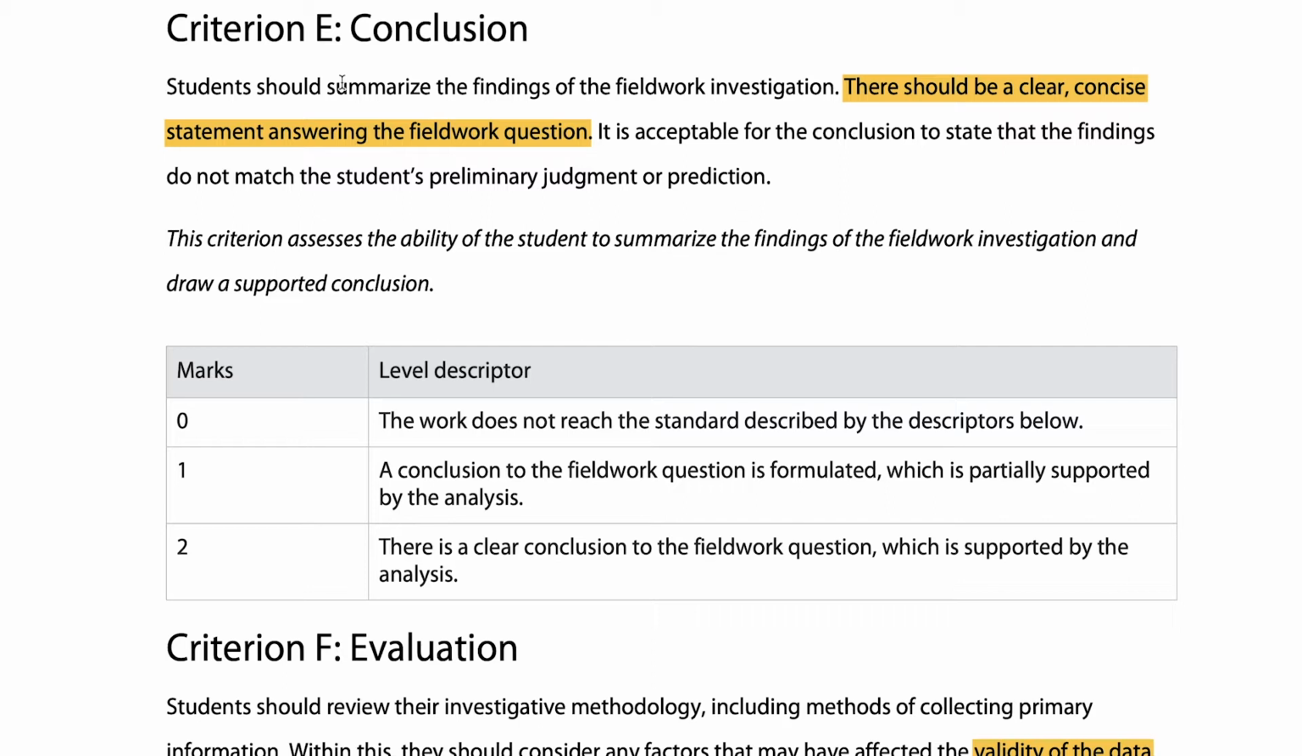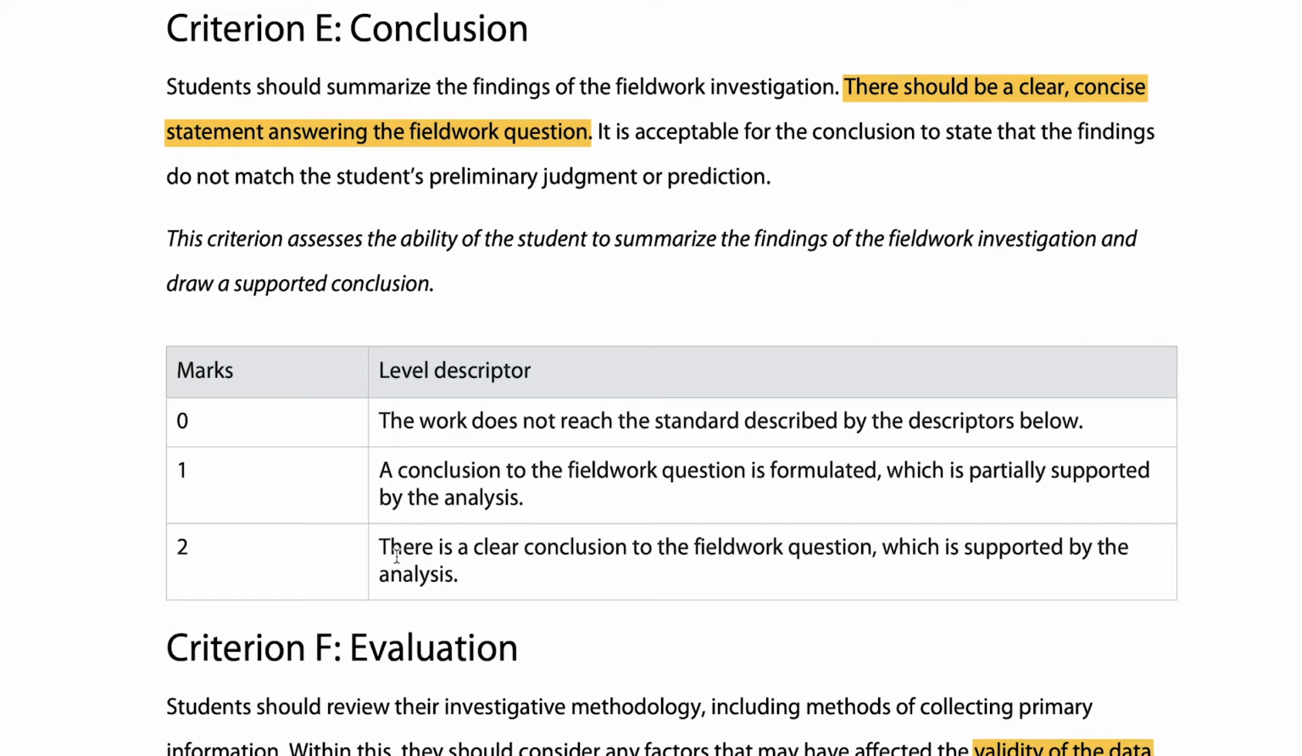So now if you go onto criterion E, the conclusion, it says that students should summarize the findings of the fieldwork investigation. There should be a clear and concise statement answering the fieldwork question. So I would either put it at the first line or the last line, up to you, doesn't really matter. I'd probably put it at the last line so you can build up the conclusion and say, hence, blah, blah, blah, and exactly answer your question very concisely.